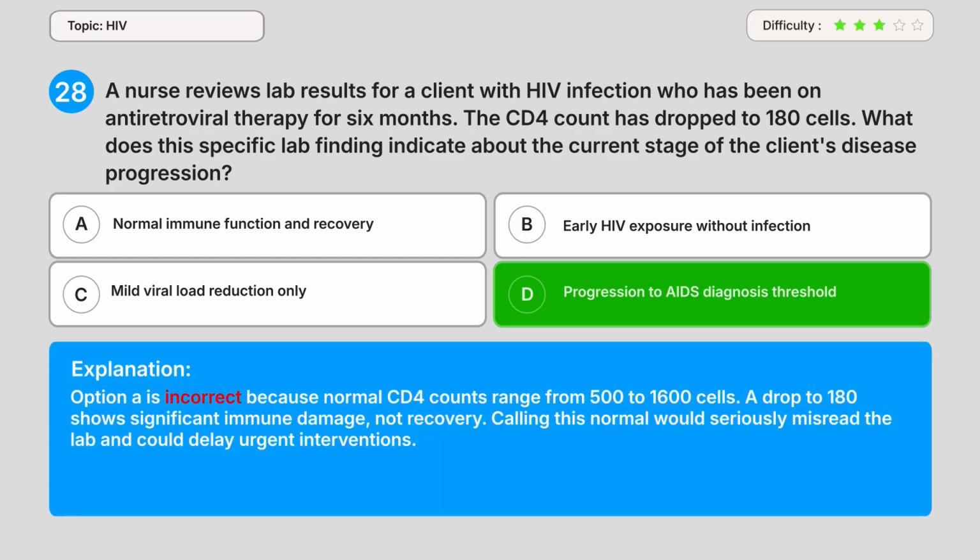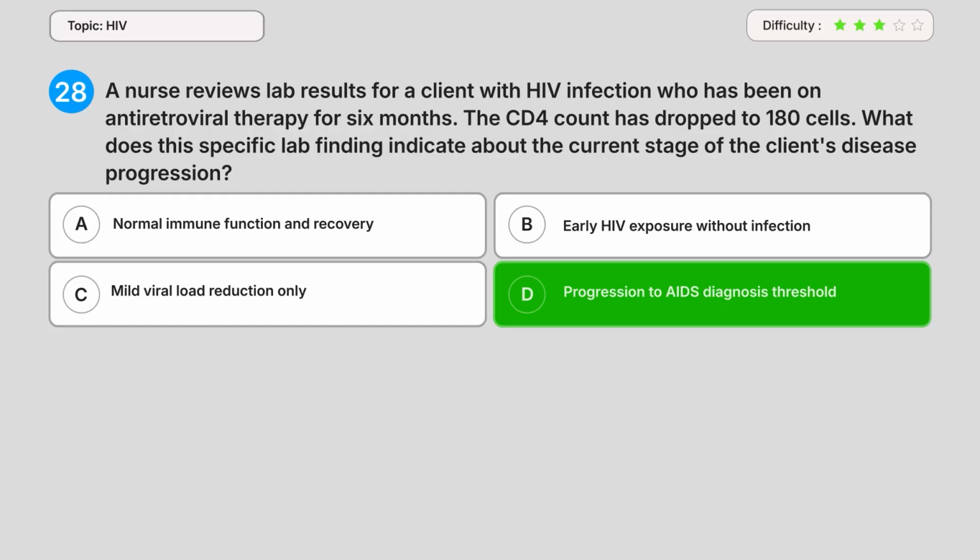Option A is incorrect because normal CD4 counts range from 500 to 1600 cells. A drop to 180 shows significant immune damage, not recovery. Calling this normal would seriously misread the lab and could delay urgent interventions.